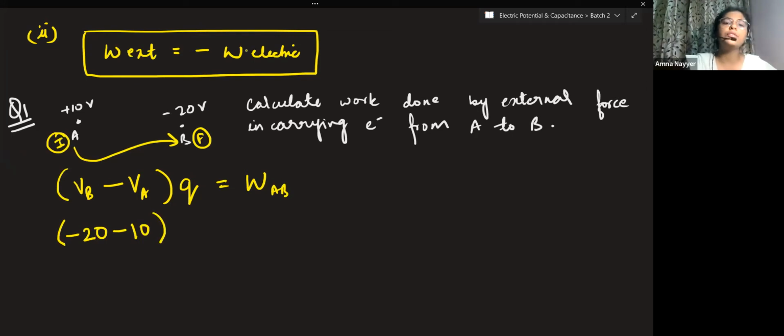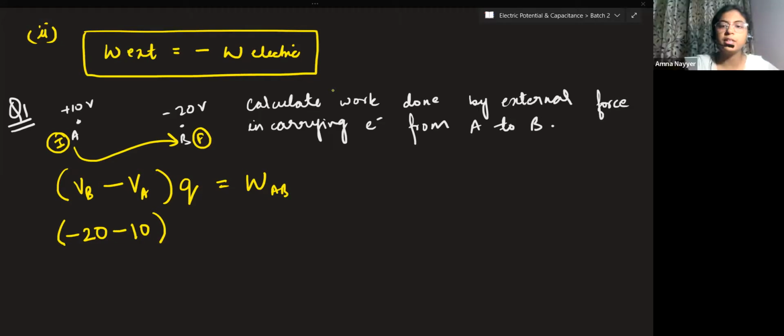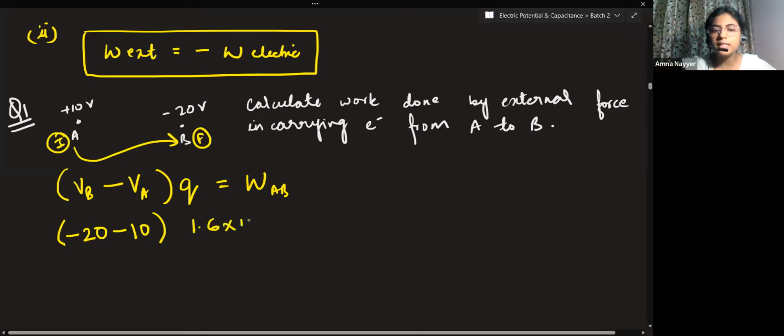What is the value of Q that I should take? 1.6 into 10 raised to minus 19. Correct, Athens. Perfect. See, you have electron with you. Question has not mentioned the charge of the particle, but it has mentioned the name of the particle, and you are already aware that if the particle is an electron, then the charge on an electron is 1.6 into 10 to the power minus 19.